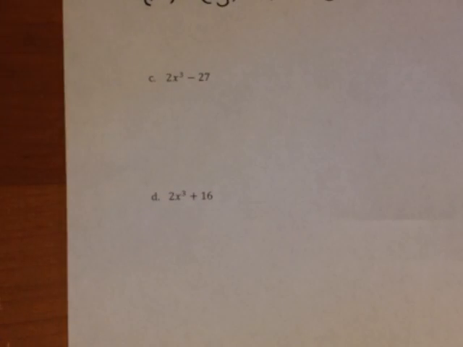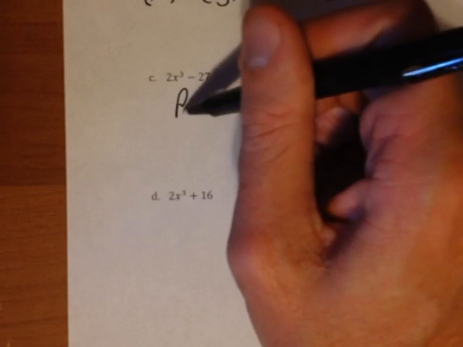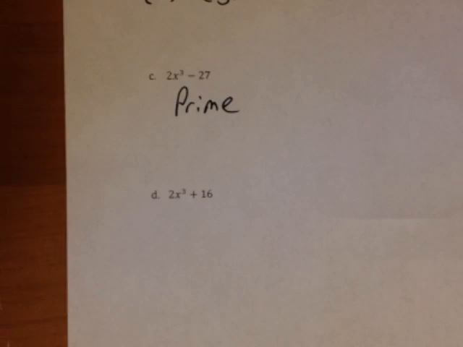I'll give you a hint. One of them is prime, and one of them looks prime, but it actually isn't. Pause and then come back. Okay, I'm assuming you've done that. C is the one that's prime, guys. There's no way to write 2x cubed as something times itself 3 times because of the 2 there.